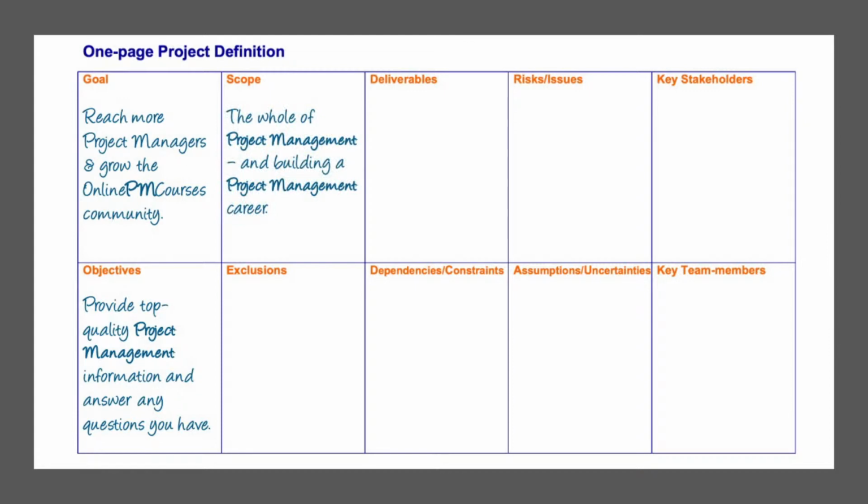The next thing is the scope. Now, scope is all the things you intend to do, to create, to build as a part of your project. And my scope is going to be the whole of project management. And it's also going to be building a project management career. So anything that will serve you as a project manager, whether you're at the very start of your career hoping to become a project manager, to take on project management challenges, even if you don't want to become a project manager, or if you're mid-career and you need more information, more ideas, questions answered, interesting discussions, then that's what I'm here to provide for you.